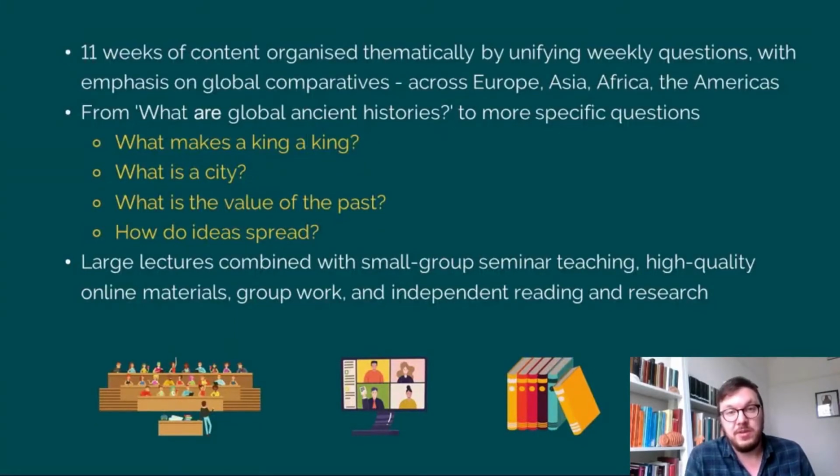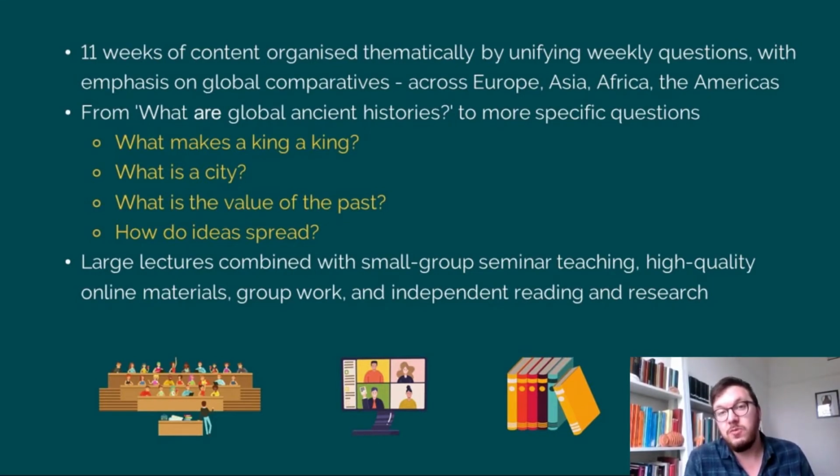Next year, that's 2021-2022, this module will have 11 weeks of content, and it will be organised thematically, and each week will have a unifying weekly question that it seeks to answer. And the emphasis in these weeks and across the module is about drawing out global comparatives, so drawing out studies of historical societies from across Europe, Asia, Africa, and the Americas. So pretty much all continents covered, although I don't think we've covered Australia yet. Maybe something for the future.